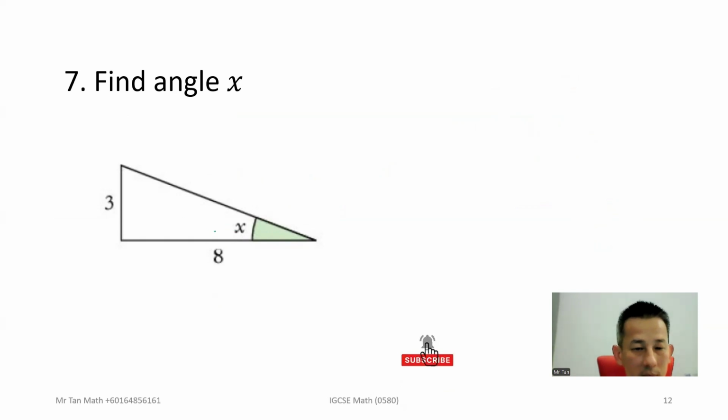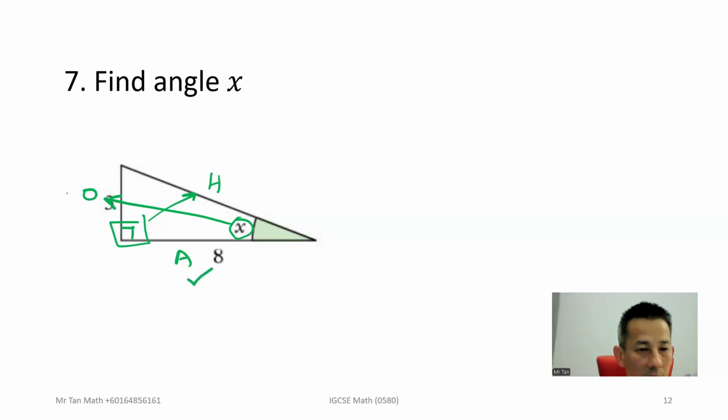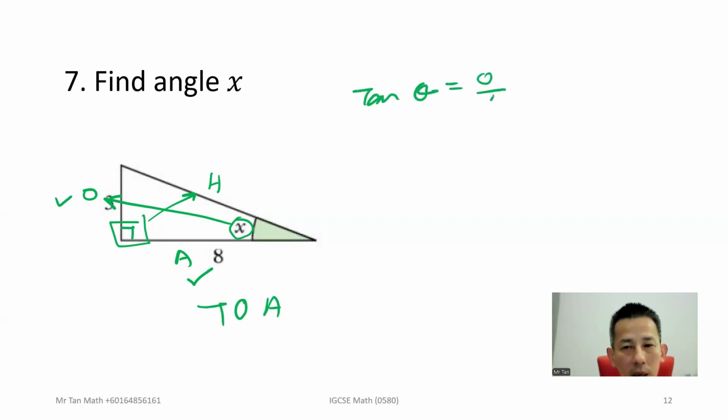So first step, you need to identify, okay, this is a right angle triangle. This will be the H. This will be the O. This is A. So we are dealing with A and O. So it's OA, so it's tangent. So tangent theta is equal to O over A.